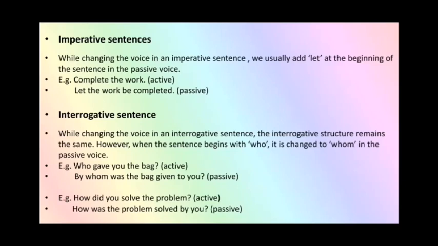Okay. Second example, how did you solve the problem? This is the active voice. Next, how was the problem solved by you? This is a passive voice. Now you can see in both the sentences, the sentence is not changed. Okay, we have not removed the question mark. It is a question. The only thing is that we have changed the voices.